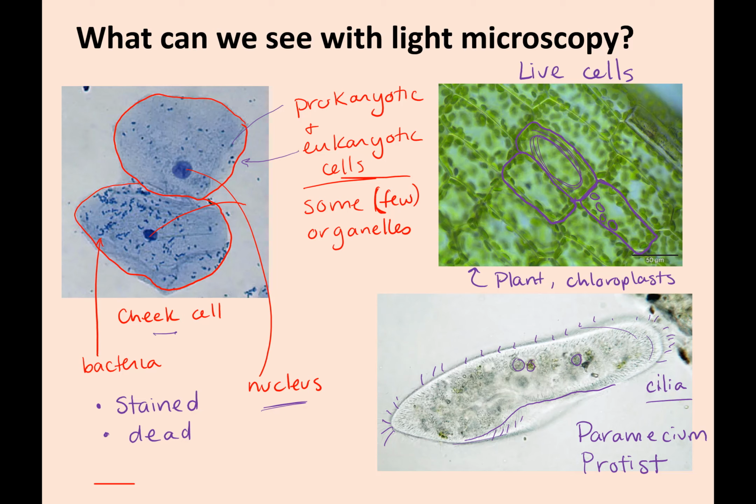Okay. So, again, with light microscopy, we can see both prokaryotic and eukaryotic cells. Prokaryotes are very, very small. We cannot see anything inside that prokaryotic cell. You can look at live cells, or you can look at dead cells that you stain. And again, this paramecium is live. It's not stained.